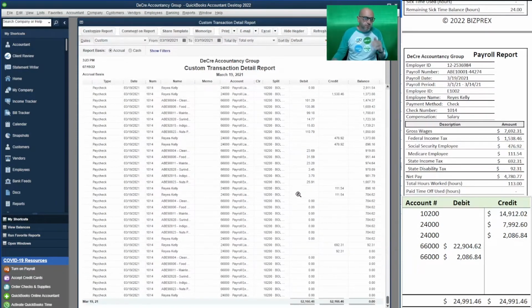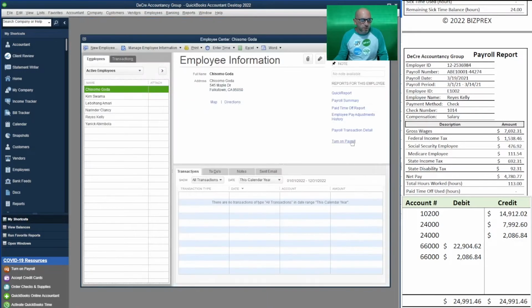Again, custom transaction detail report. I love it because it shows you debits and credits of what we just booked. It's associations, and you see all those payroll liabilities impacts, the bank account, all those wonderful things are here if you want to investigate it further. Alright, so we booked the payroll.